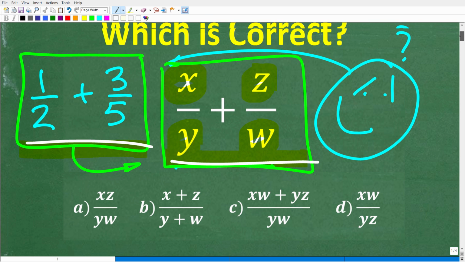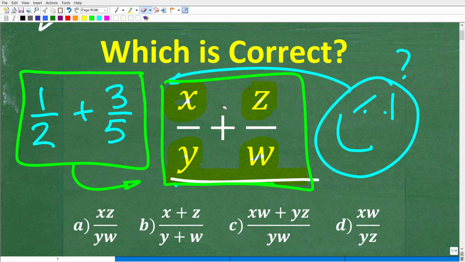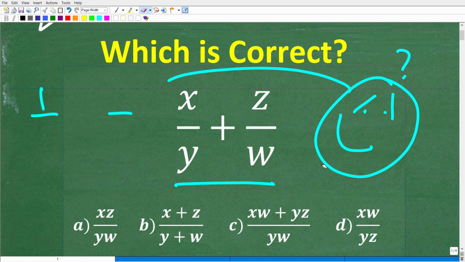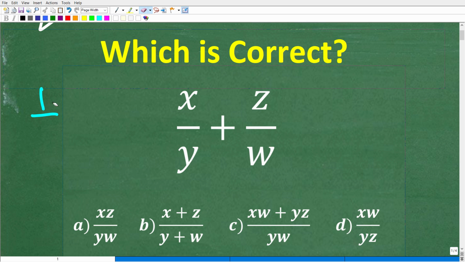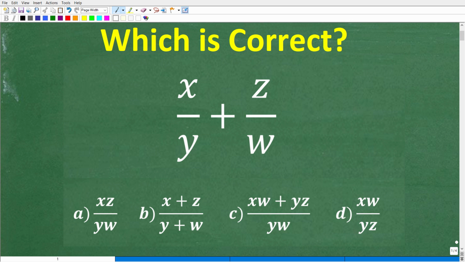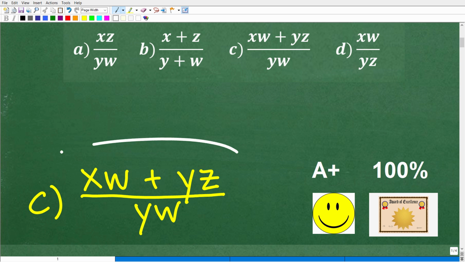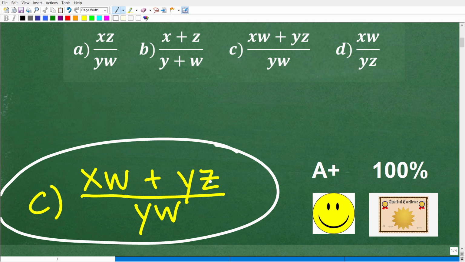All right, so let me go ahead and show you the problem again. I'll erase all of this. And hopefully some of you are out there like, all right, Mr. YouTube Math Man, I'm going to try the problem. Even if you don't know algebra, it's still very possible that you can figure out the right answer here. All right, so let's take a look at that right answer right now. The correct answer is C, xw plus yz over yw.